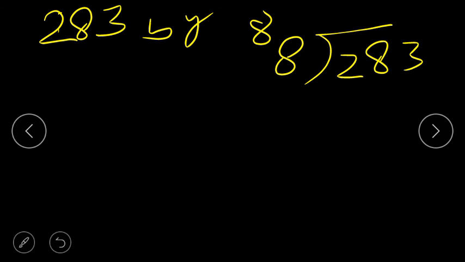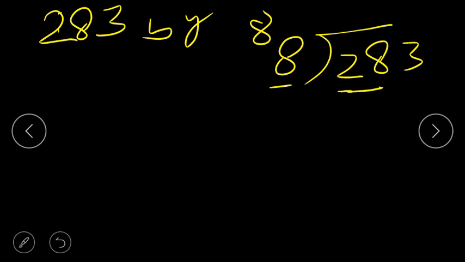Now, what you have to do? Read the table of 8. Because 2 is less than the number 8, remember all these things, children. Okay, watch the video 2 to 3 times. 2 is less than the number 8. So we'll take 2 digits, that is 100 plus tens, that is 28. Now, you have to find out the number 28 or the nearest number which is less than 28 in the table of 8. Okay. So read the table of 8.